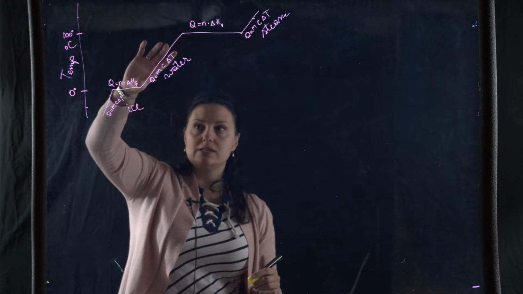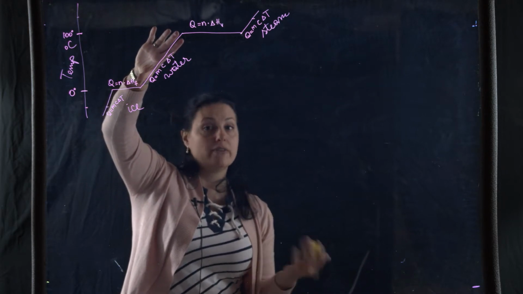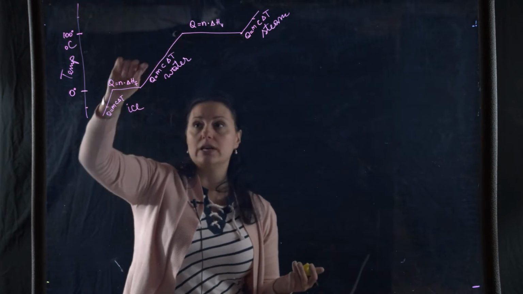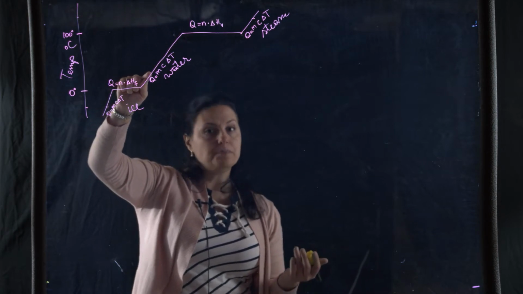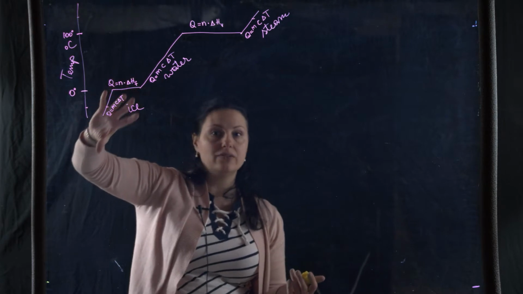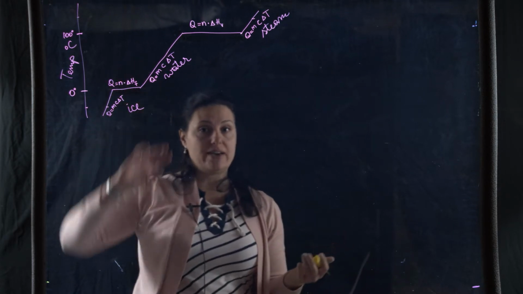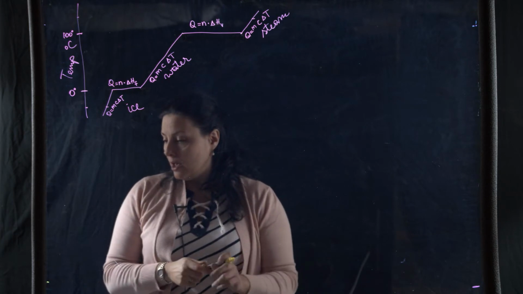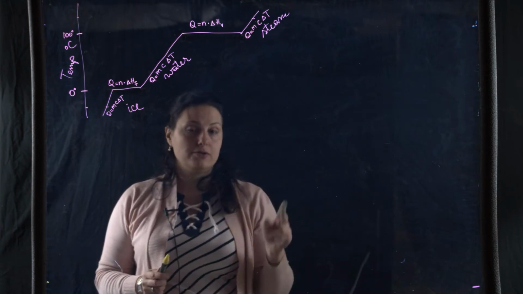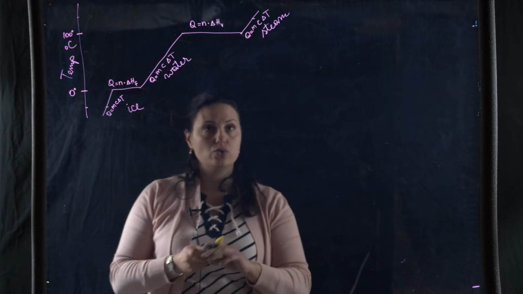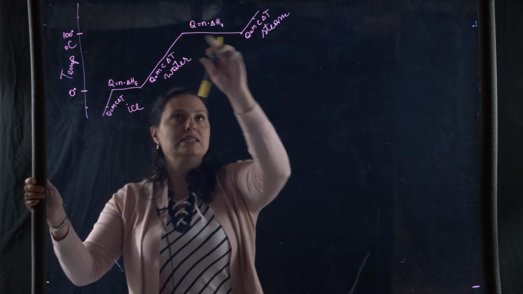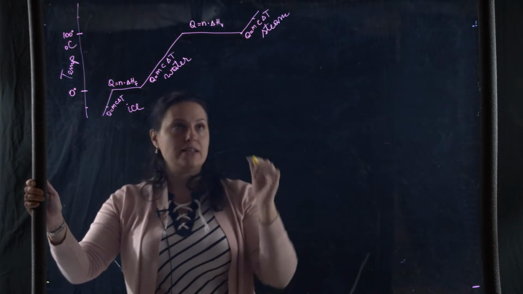Note the boundaries. This is 0 degrees. This is 100 degrees. So if I'm at 25 originally, I will be somewhere down here. So I don't have to worry about the ice part because I'm already at water at 25 degrees. The first thing I need to do is convert the 90 grams of water to moles of water because I will be going through a phase change.